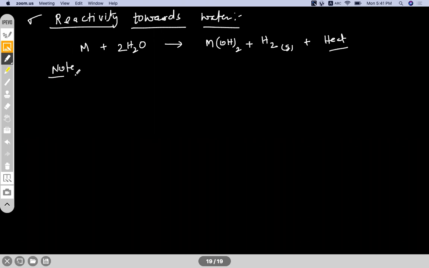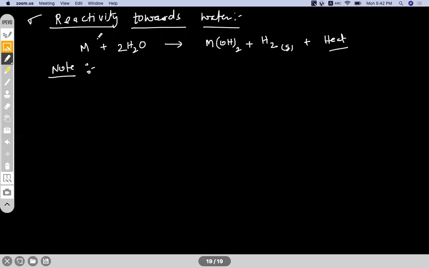First point, beryllium, since it forms an oxide layer on its surface, does not react with water at all.